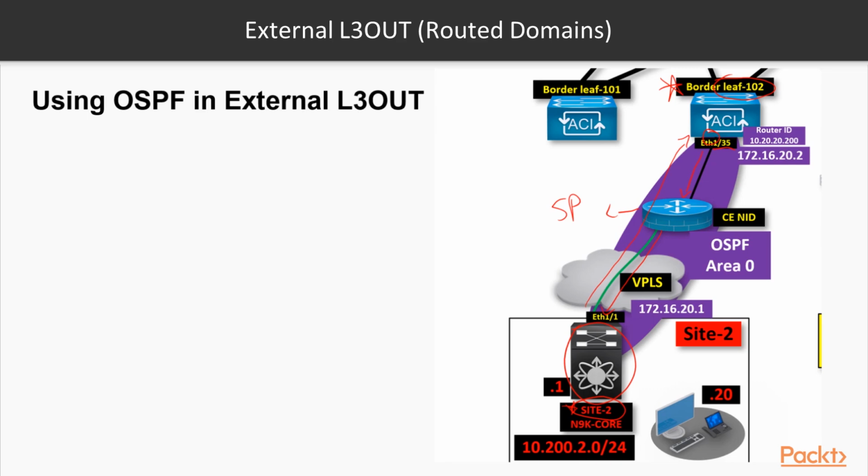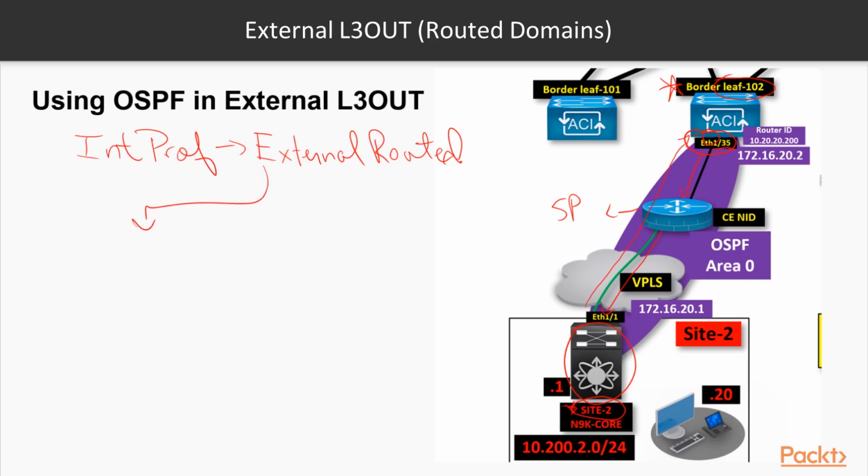So we need to configure that interface profile. So we gotta configure the interface profile for Ethernet 135, and this interface profile will be attached to the external L3OUT domain. So this will be the routed domain. And finally, we're going to use that external routed domain and attach to the L3OUT in the tenant that we previously configured called external clients.